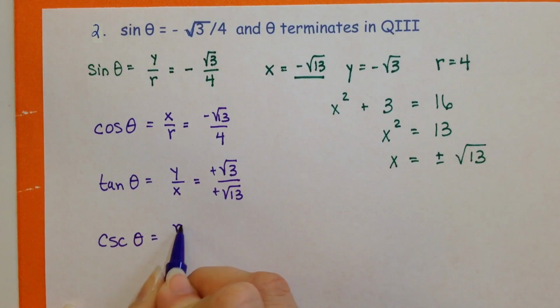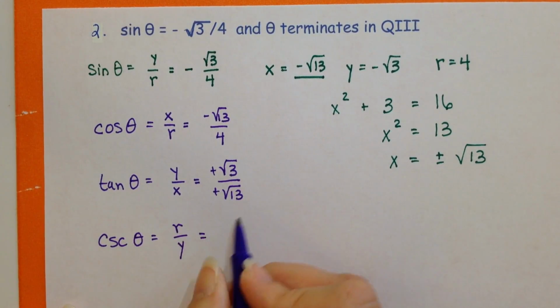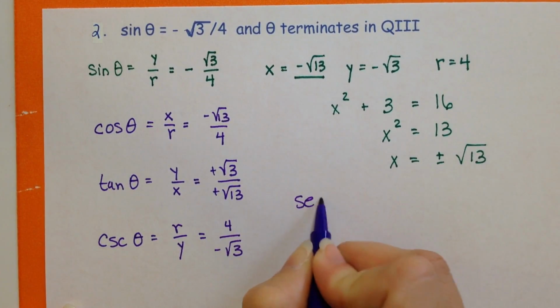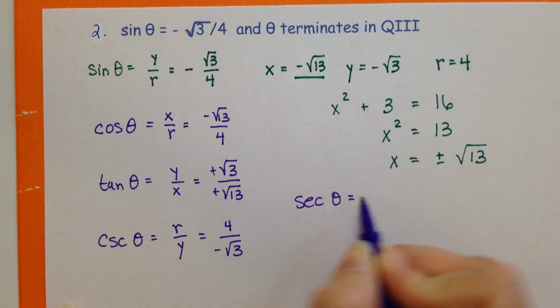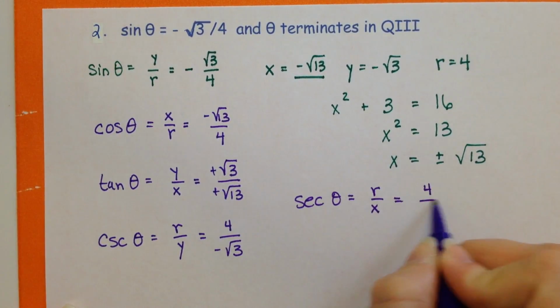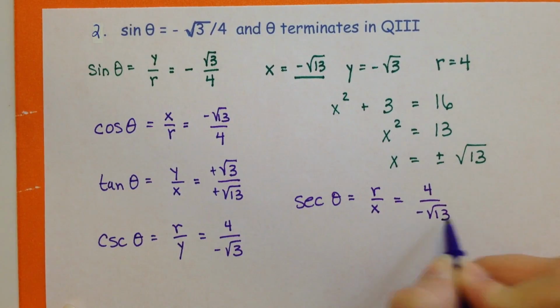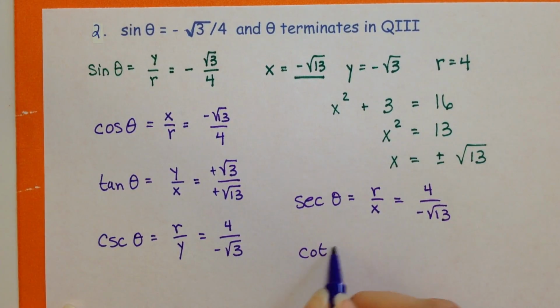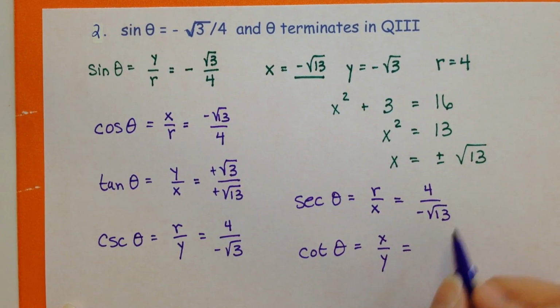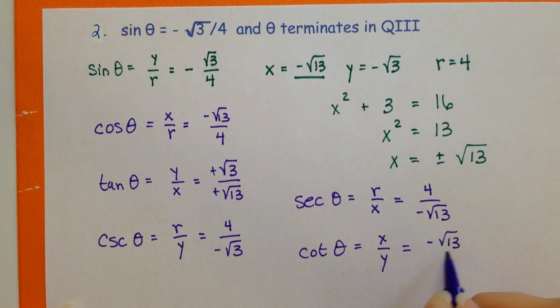Okay, cosecant is going to be r over y. So that would be 4 over negative square root 3. Secant is r over x. So 4 over negative square root 13. And finally, cotangent, x over y. So negative square root 13 over negative square root 3. So that'll end up being positive.